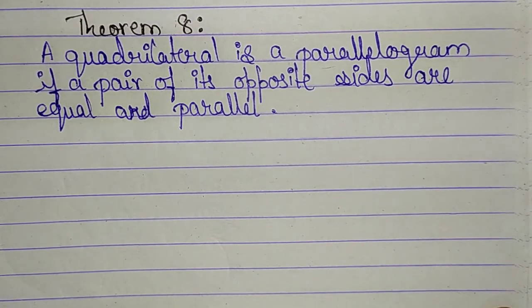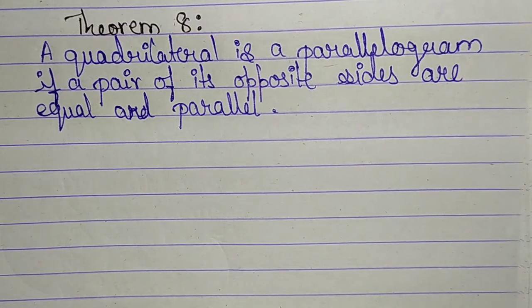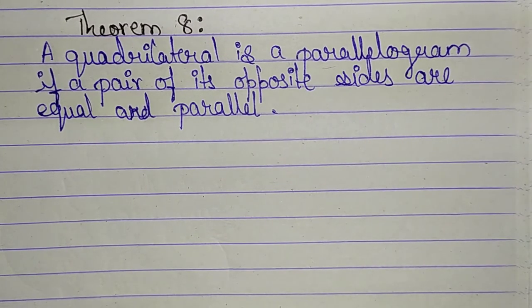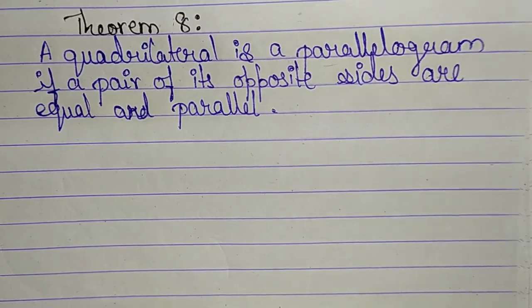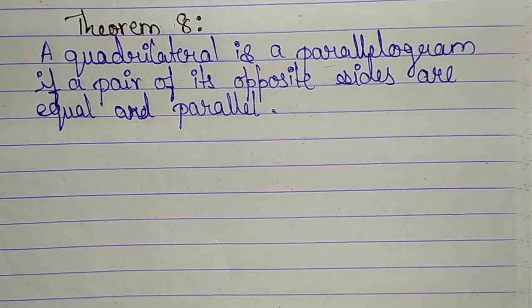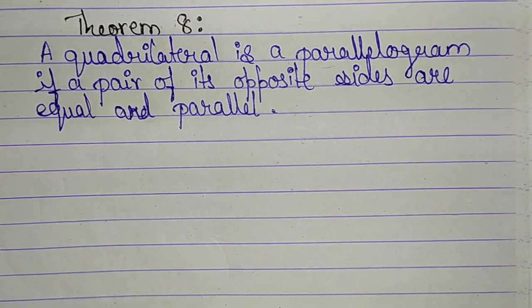Forget about the angles, forget about the diagonals. If in a quadrilateral opposite sides are parallel and equal, then it automatically becomes a parallelogram.